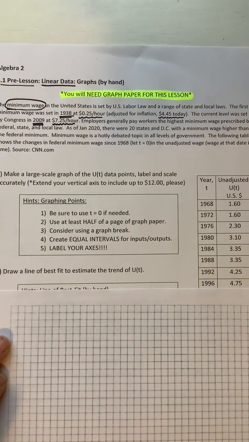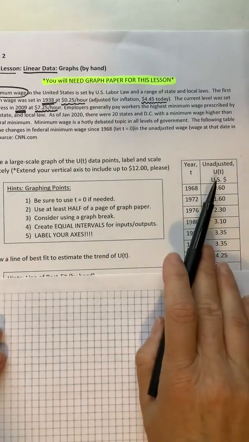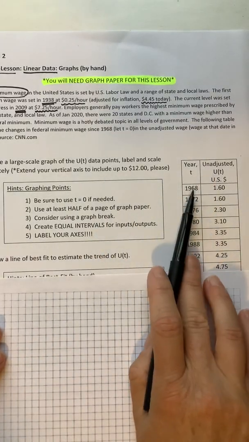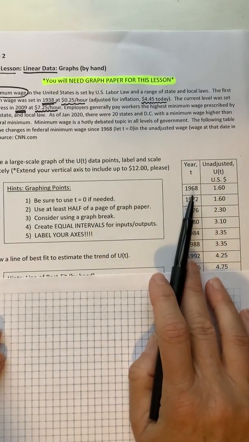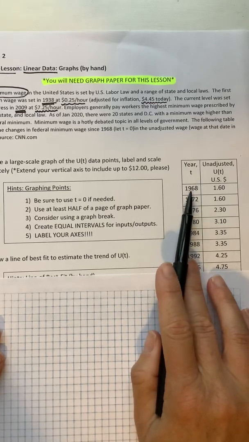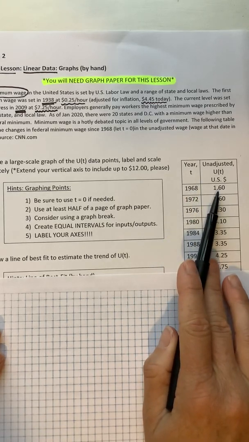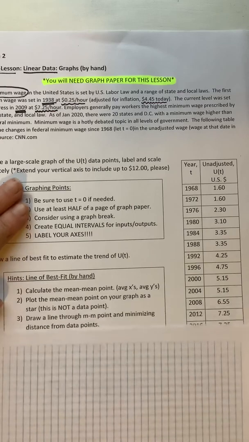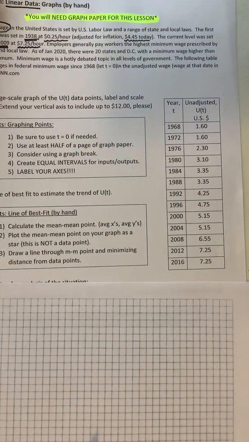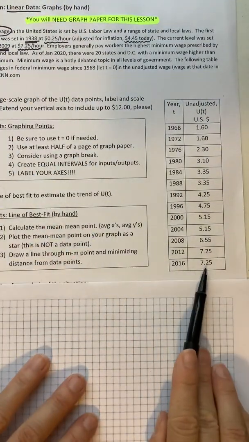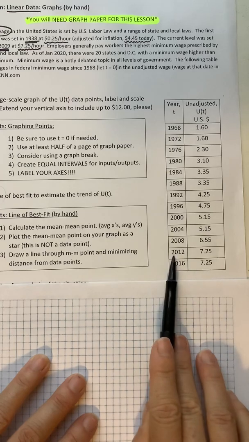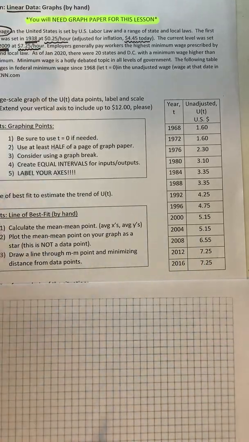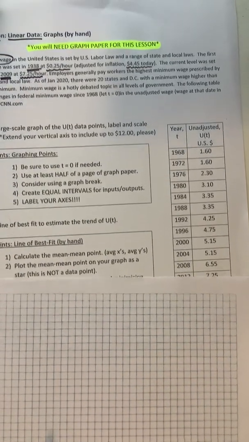So we're going to look a little bit at history, and we are going to talk about first the unadjusted minimum wage. I decided not to go back to 1938. Seems like a long time ago. So I went back to 1968 when it was $1.60, and we are going to look at data all the way up to 2016, which was $7.25. It was also $7.25 in 2012, and it still is today.